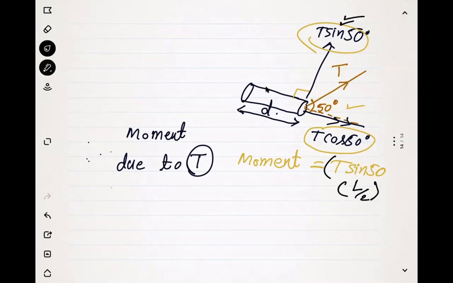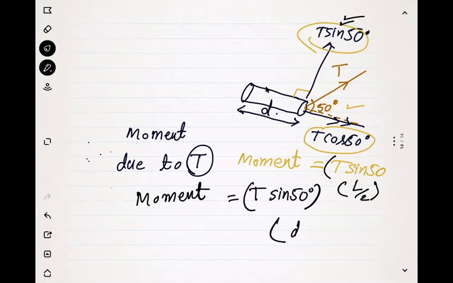Now we have moment equal to T. So moment would be T sin 50, which is perpendicular, multiplied with the distance along, that is d. So this is the moment about point P. From here on, we will start in the next slide.